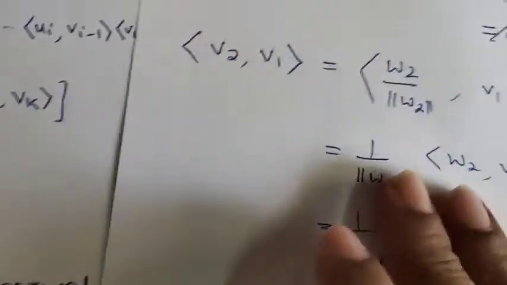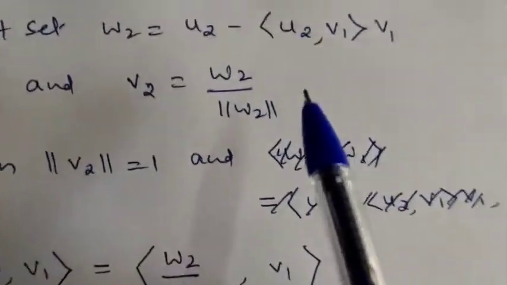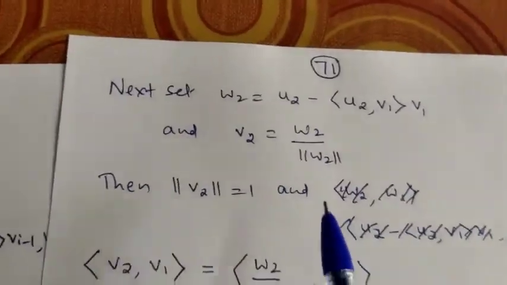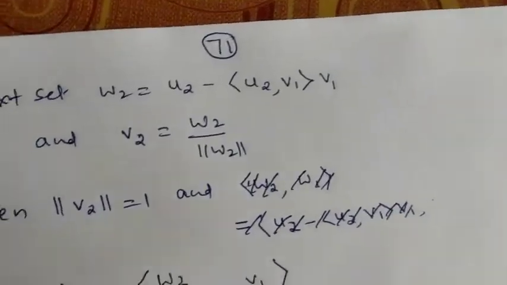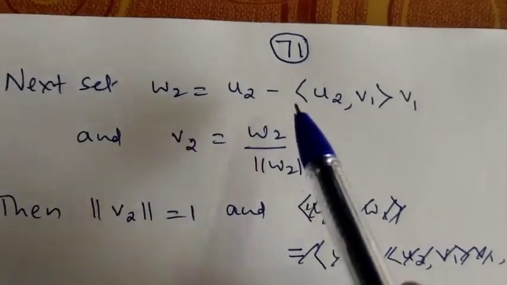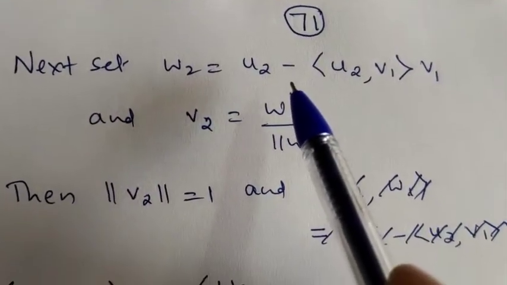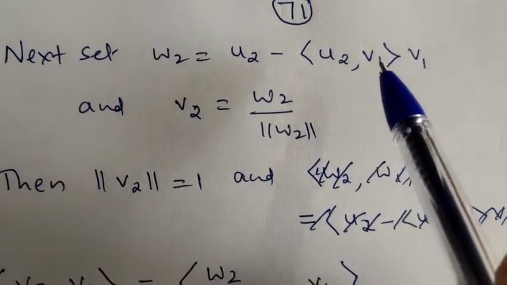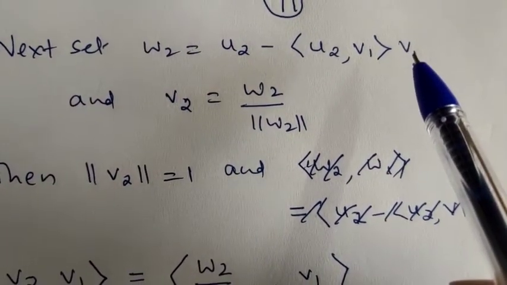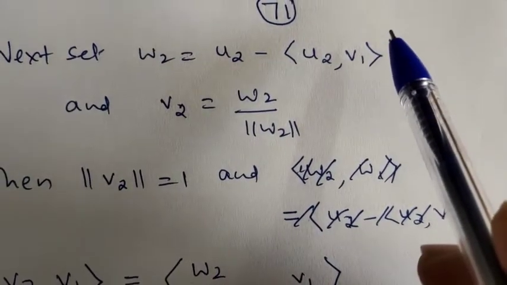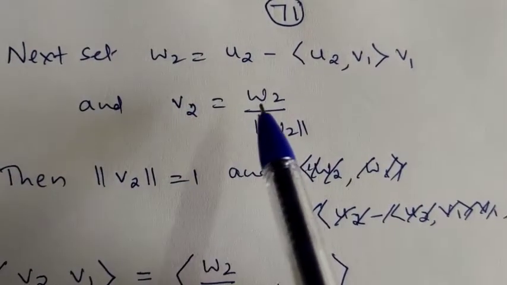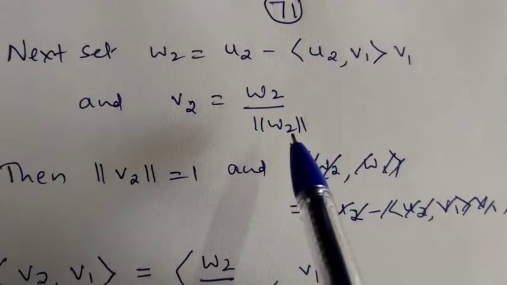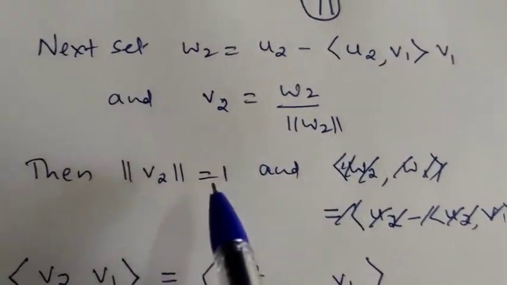Now set v2. The next vector we obtain like this: set w2 equal to u2, the already given vector, minus the inner product of u2 comma v1 into v1. Here v1 we obtained in step 1, and v2 is w2 by norm of w2. Again the norm of v2 becomes 1.